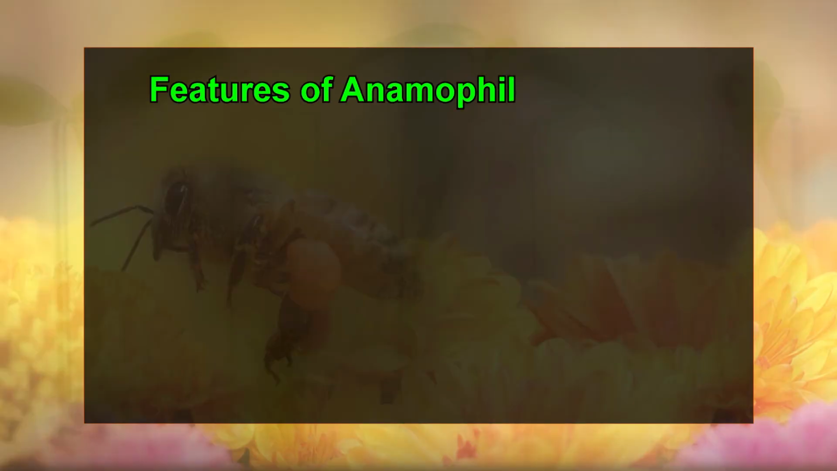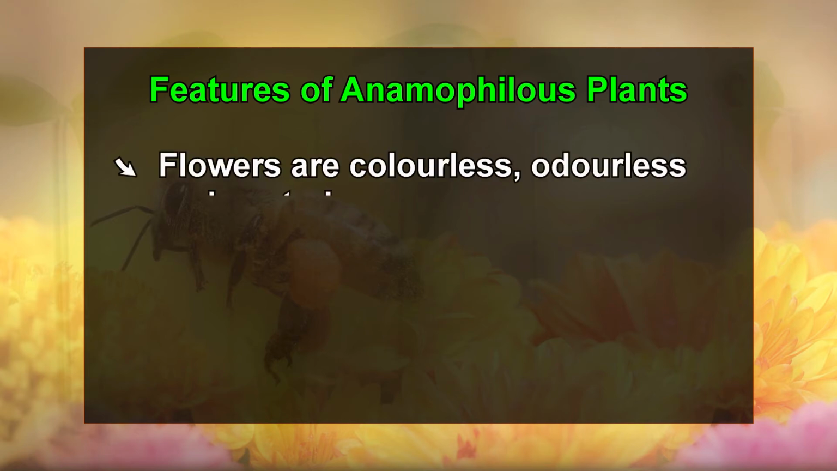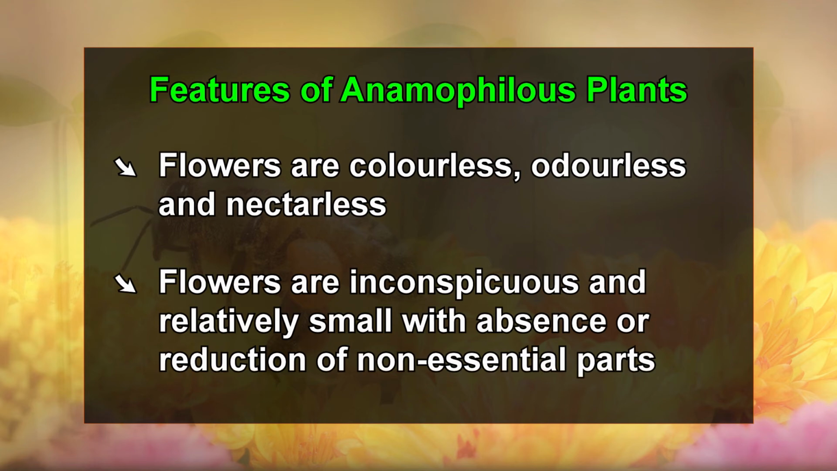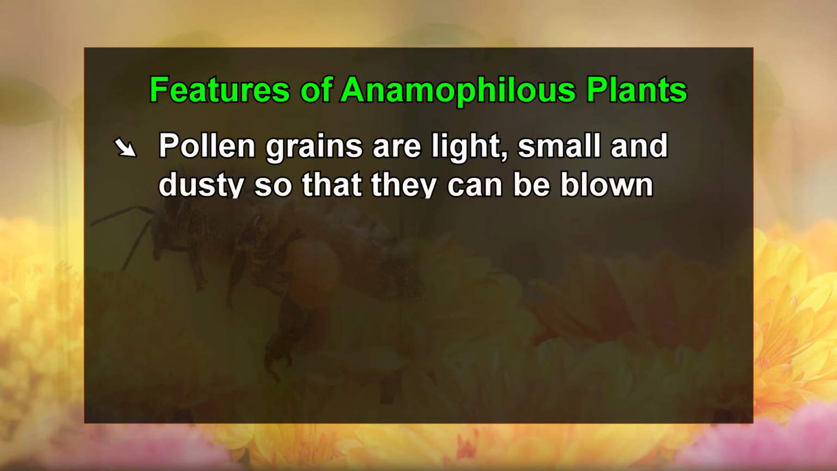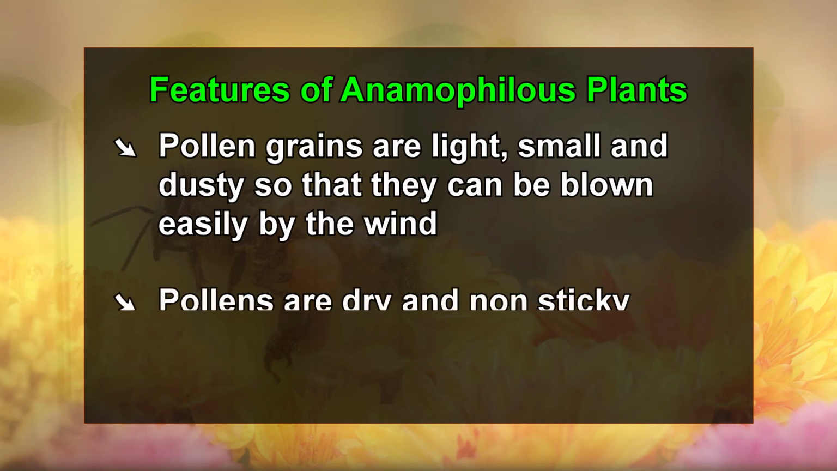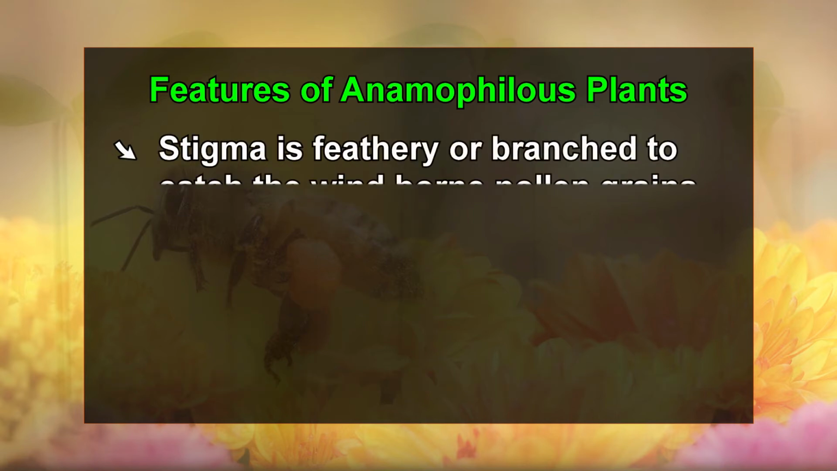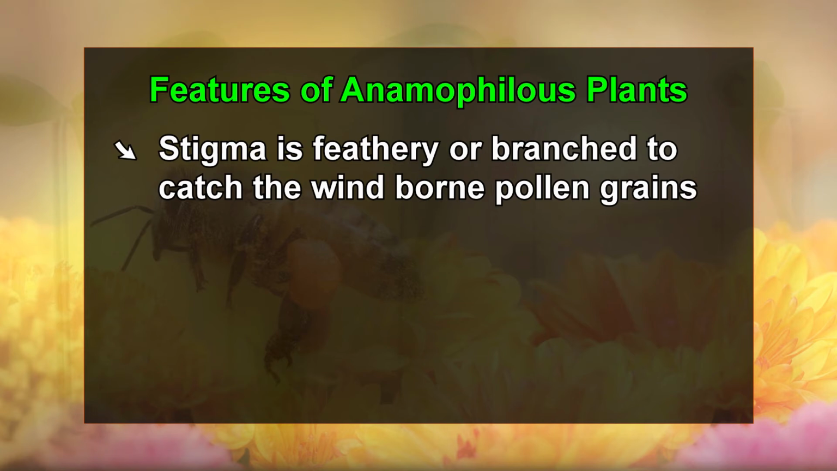The anemophilous plants are characterized by certain features like the flowers are colorless, odorless and nectarless. They are also inconspicuous and relatively small with absence or reduction of non-essential parts. The pollen grains in them are light, small and dusty so that they can be blown easily by the wind. Their pollen are dry and non-sticky. The flowers are borne in drooping catkins and have stigma that is feathery or branched to catch the wind-borne pollen grains.